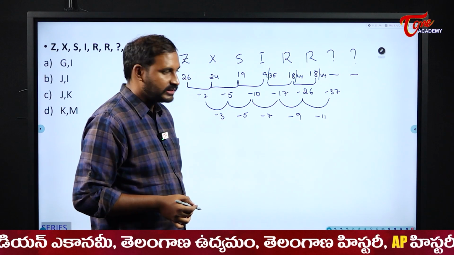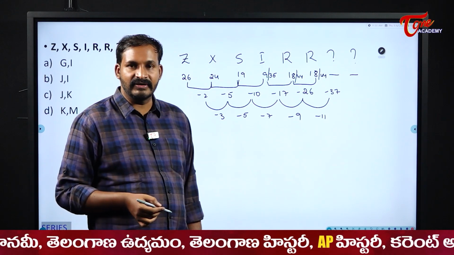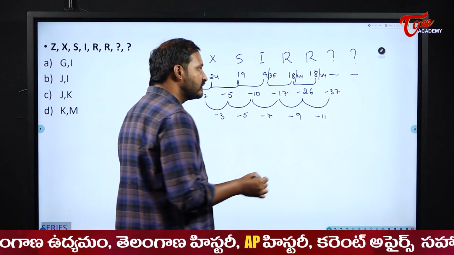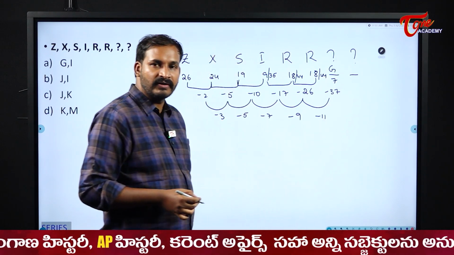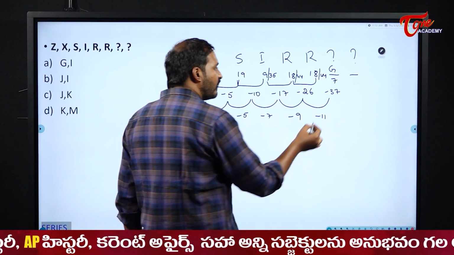You know what the reason is. So 44 minus 37, what does it become? 7. So this becomes G for me. And the next one is what for me here?